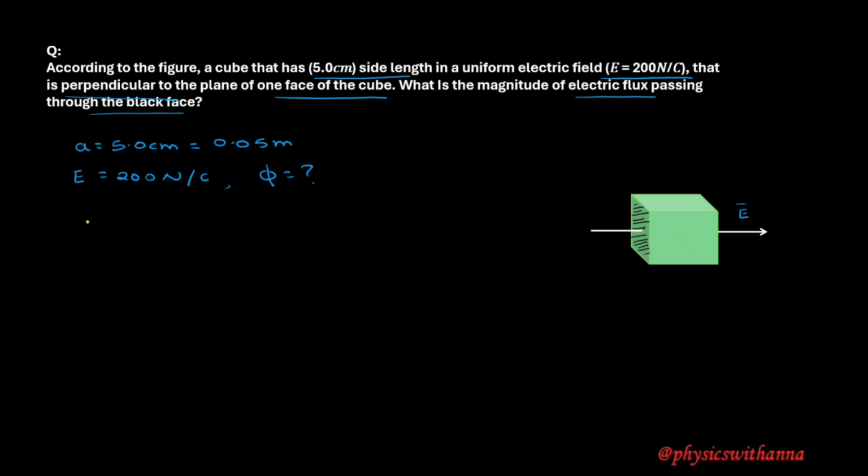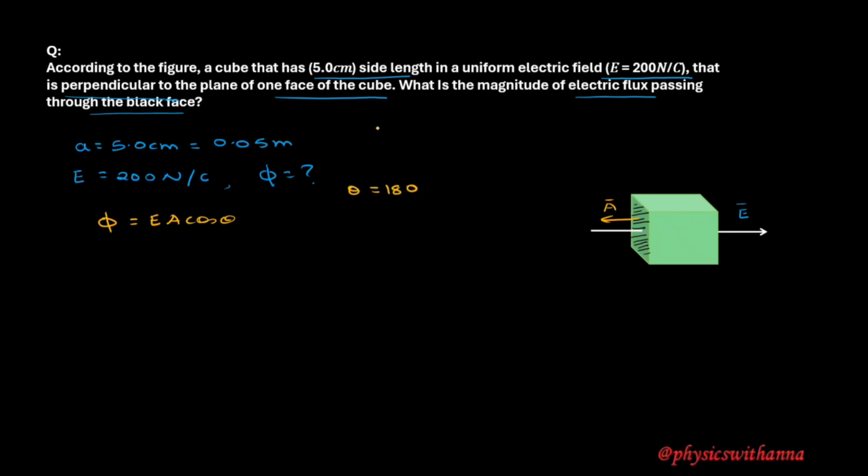So we know from the definition of flux, phi equals E A cosine theta, where E is the electric field, A is the area, and theta is the angle between electric field and the area vector. So we can show the area vector for the black face of the cube. We know that area vector is always perpendicular to the surface pointing outward. So this is area vector A. And from the figure, we see that electric field and area vector are opposite in direction. That means the angle theta between them is 180.